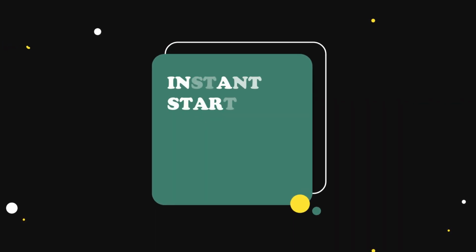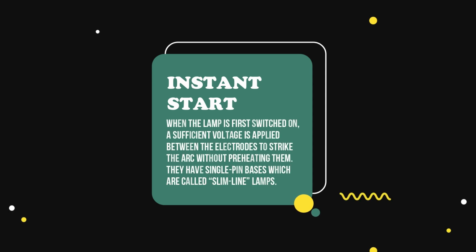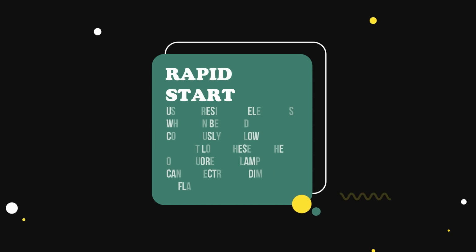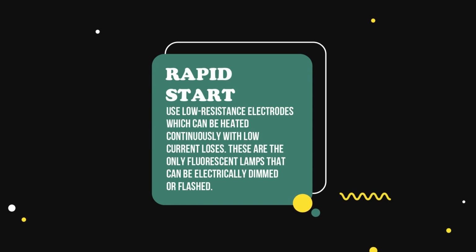While for the instant start, when the lamp is first switched on, a sufficient voltage is applied between the electrodes to strike the arc without preheating them. They have single pin bases, which are called slimline lamps. And lastly, the rapid start. These use low resistance electrodes which can be heated continuously with low current losses. These are the only fluorescent lamps that can be electrically dimmed or flashed.